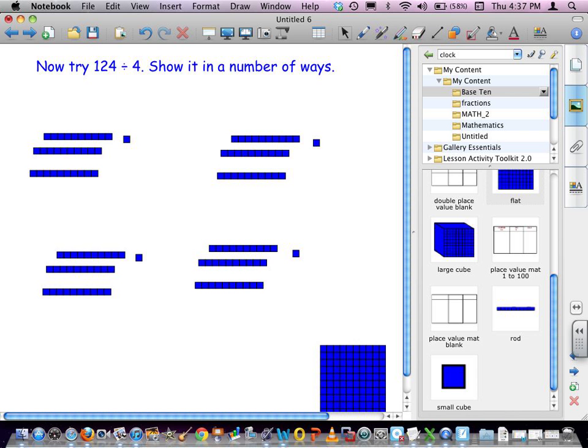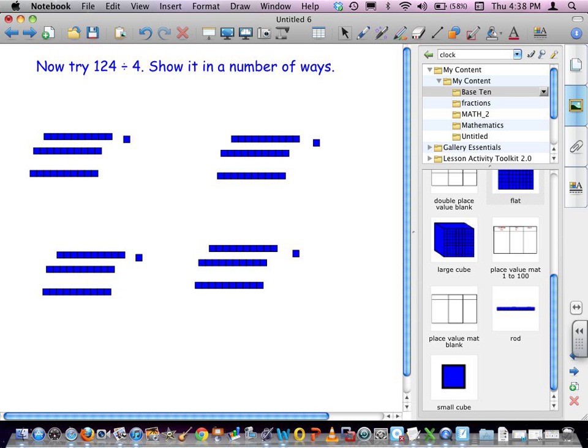Okay, how would you write that symbolically? How would you record what you did? Yeah, how would you write it as a symbol? Like symbolically, what did you do? Oh, you mean instead of drawing it? Yeah. You might commonly think that you would write it 124 divided by 4 equals 31.